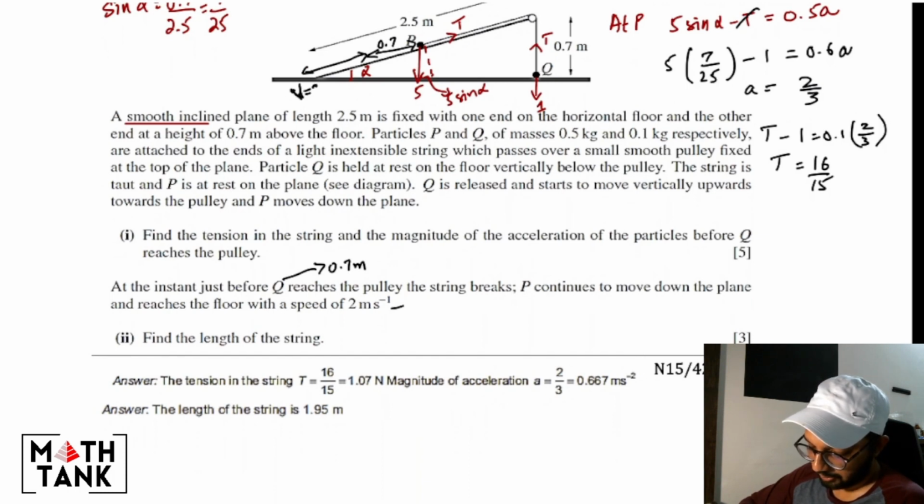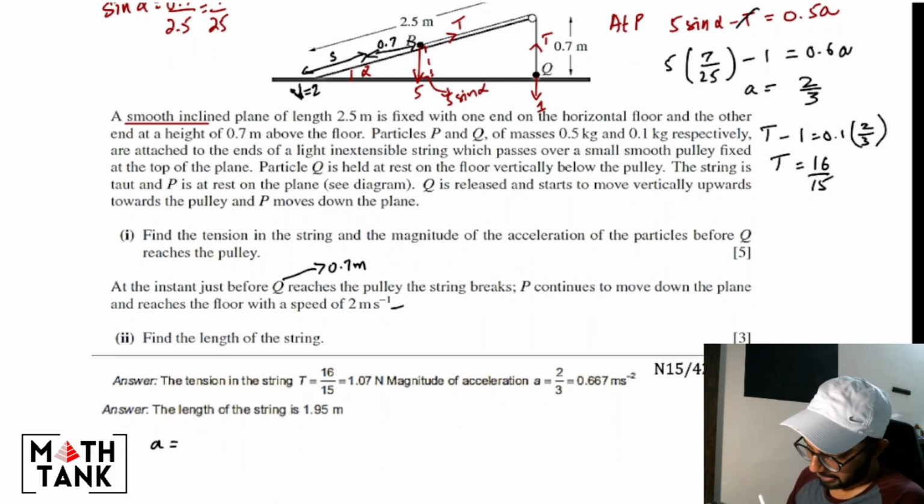So I'm going to have to find this distance s that will help me calculate the length of the string. Essentially what I'm trying to calculate is this portion of the string. So let's start the calculations. Let's first try to figure out what is happening to p when the string breaks. So p has come 0.7 down.